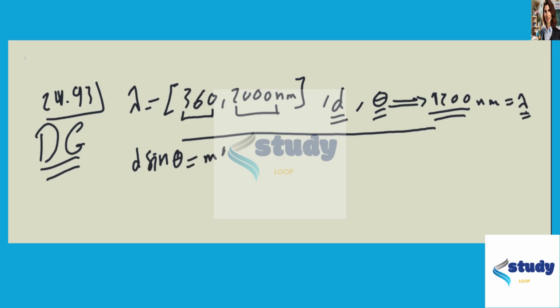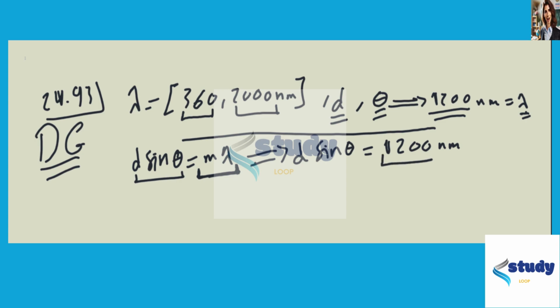d sine theta is equal to m lambda. In our case here, m is 1 because this is the first order, and lambda is just 1200 nanometers. So d sine theta, at which we observe the first order of this lambda, is equal to 1200 nanometers. And so we are looking for other combinations of m and lambda that will give us the same d sine theta.